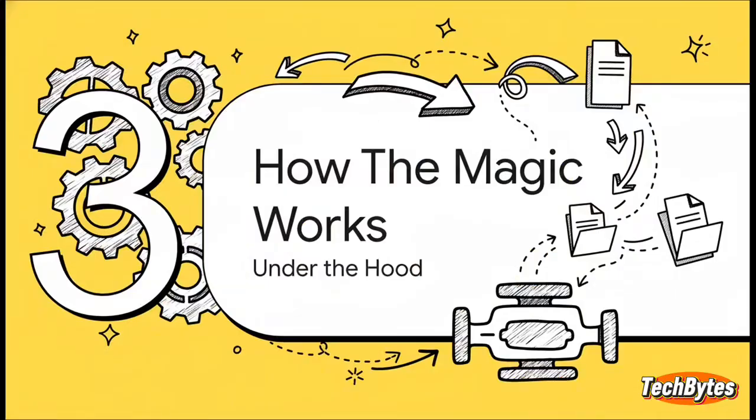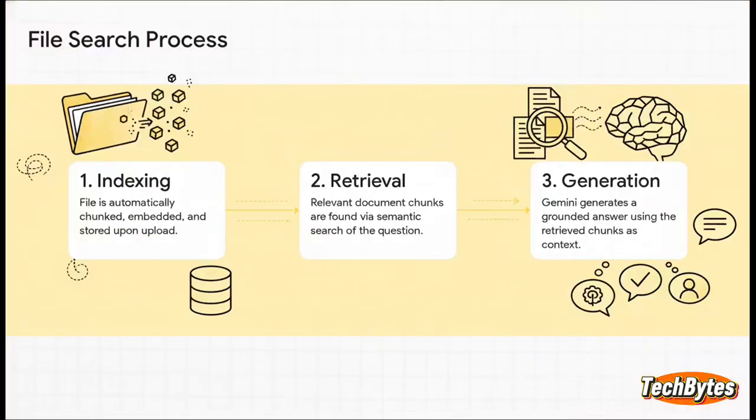So how in the world does Google pull this off? How does the magic actually happen? Let's pop the hood for a minute. It really comes down to a super elegant three-step process that's doing all the heavy lifting for you. It all kicks off the second you upload a file. The system just gets to work, instantly indexing it. It's automatically chopping it up, turning it into embeddings, and storing it all. Then, when you ask a question, the API does what's called a semantic search, which is a fancy way of saying it's looking for meaning, not just keywords. And it finds the most relevant bits and pieces from your documents. Finally, it bundles those pieces up with your original question, hands it all over to the Gemini model, which then gives you a super precise, fact-based answer.